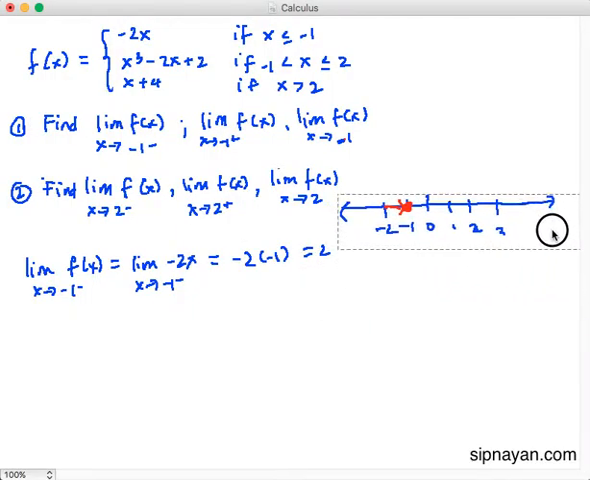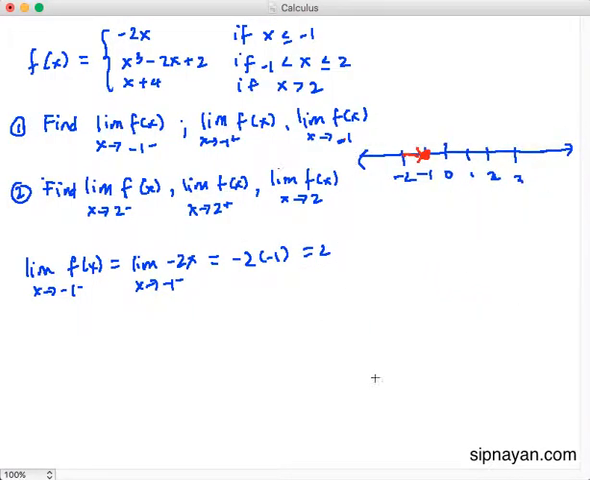We will need this later. What about the number here? What is the limit of f of x as x approaches negative 1 from the right?